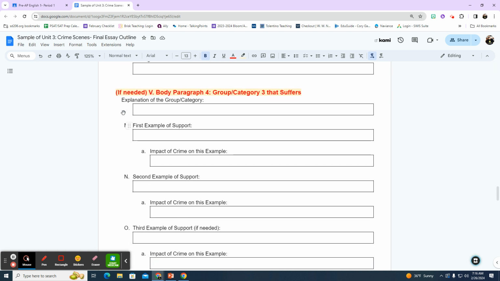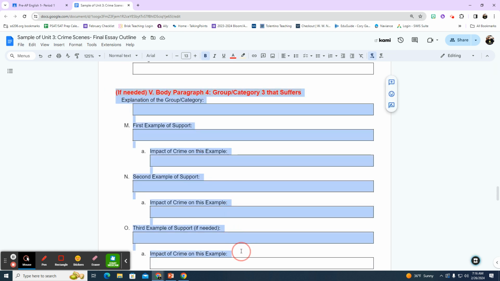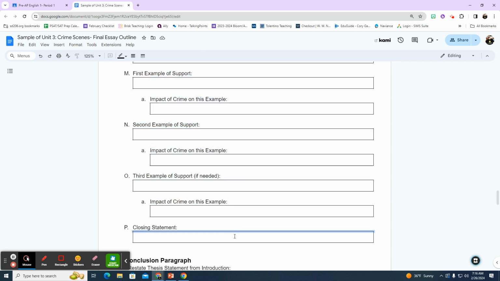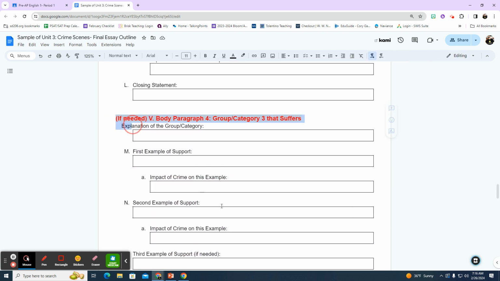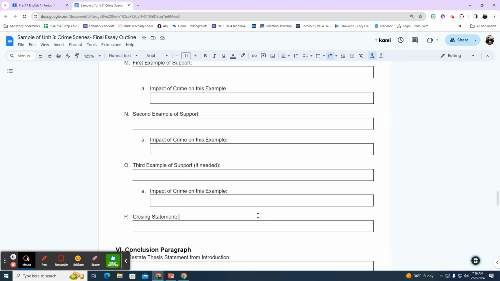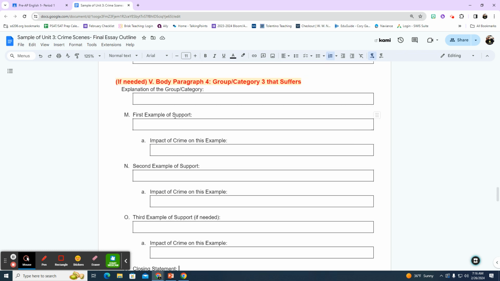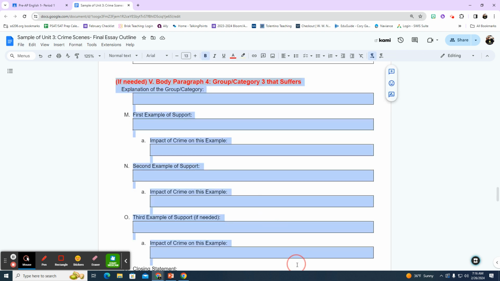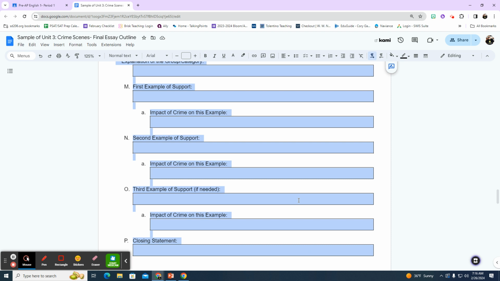If not, if you only have three, you can actually delete all of these boxes right here if you only have three examples, because you're not even going to need this for your outline. But I have four examples, so I'm going to leave this here. But if you only have three, you don't even need it, that's why it says if needed right here. So you can go ahead and delete all of these boxes just to remove them from your list. So if you have three, or if you're using four, you're ready to begin. If you don't, go ahead and delete these boxes for your fourth one if you're only doing three.